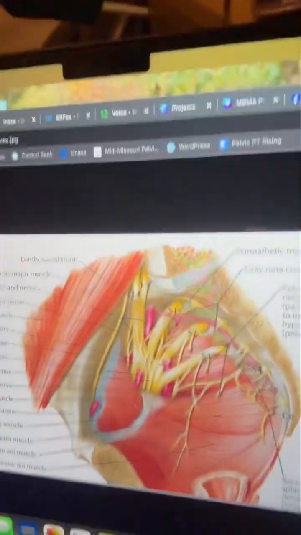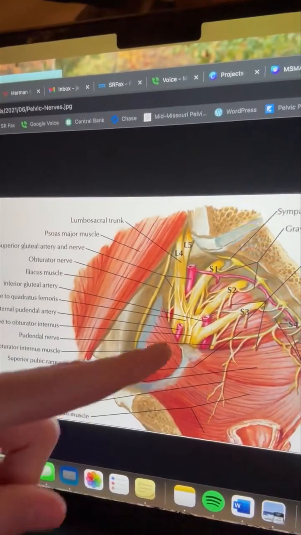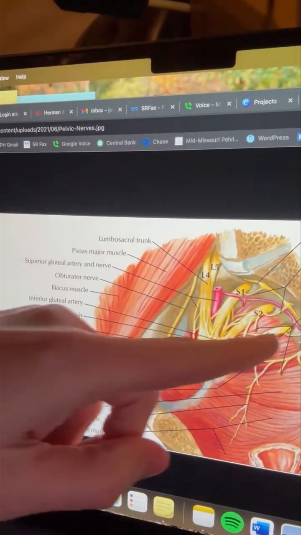I am at home, so I don't have my pelvic floor model, but I pulled up a nice picture. I'm going to use my camera and flip it around and point to some things. The picture's real busy, so don't pay attention to the words. I will show you the part that's important. There we go. Okay, you see all this yellow stuff here?